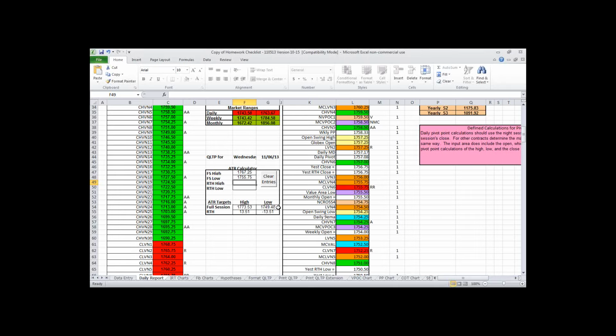And then to the low side, also interesting, is right there at 1749.50, right 2 ticks below that value that we were looking for yesterday at 1750.